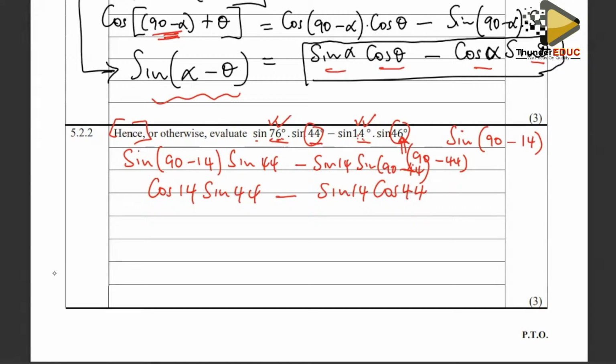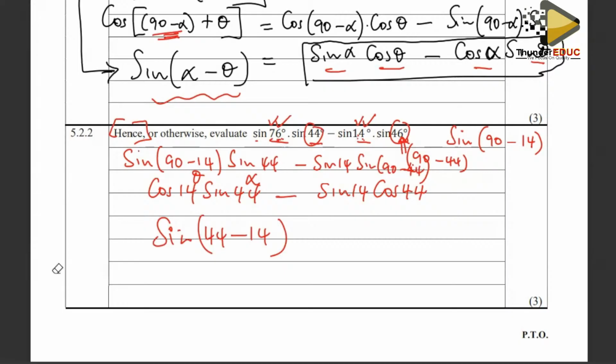Does that make sense? Yeah, it makes sense because 90 minus 44 gives us 46. Perfect. So we have 14 and 44. Then what I'll do, I'll say is the sine. I'll say 44 minus 14. I'll presume that this is my theta and probably that's my alpha. Or you can do it the other way around.